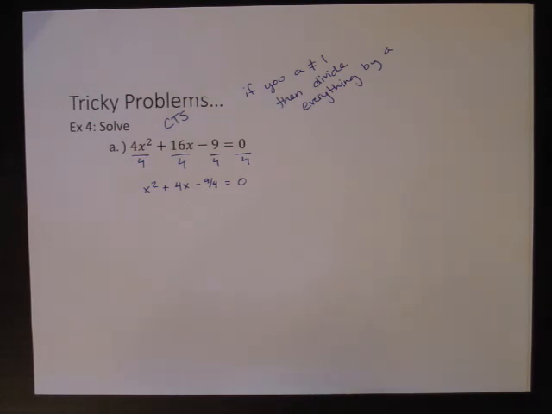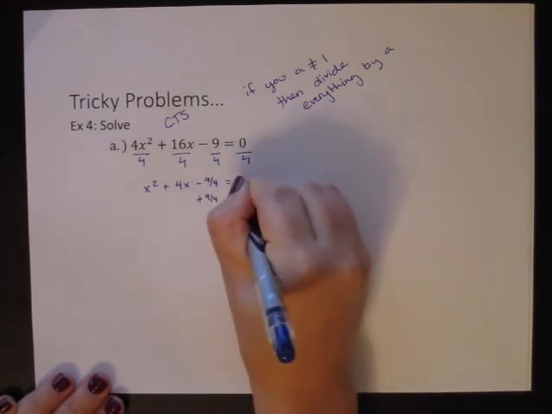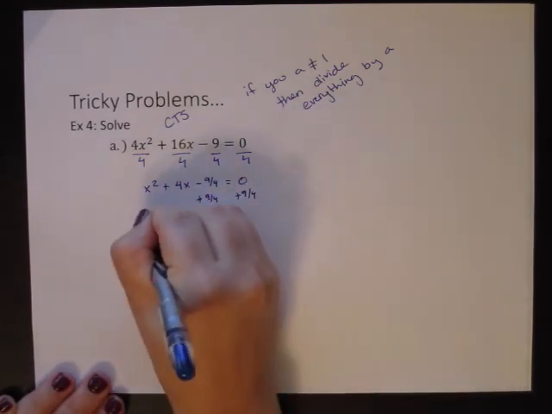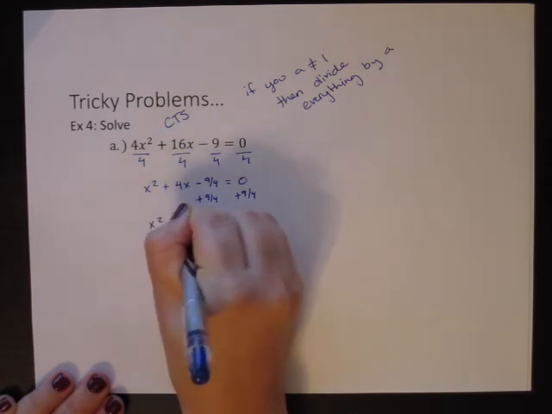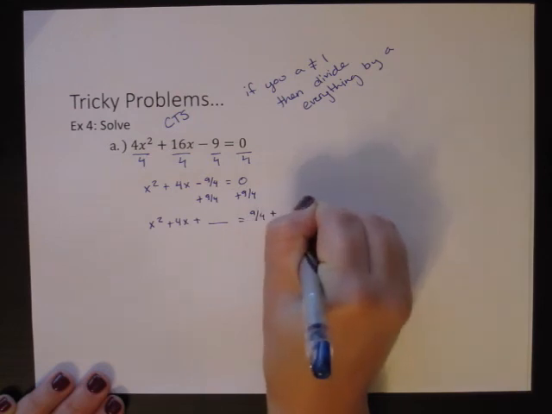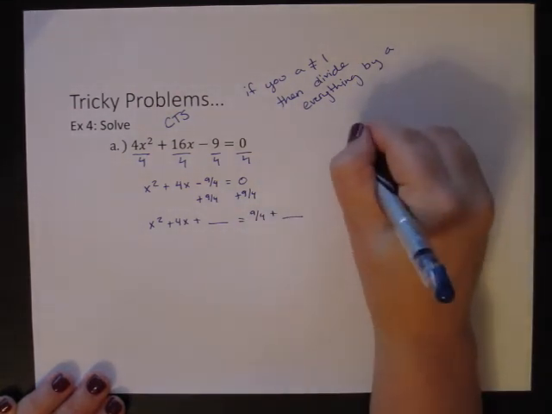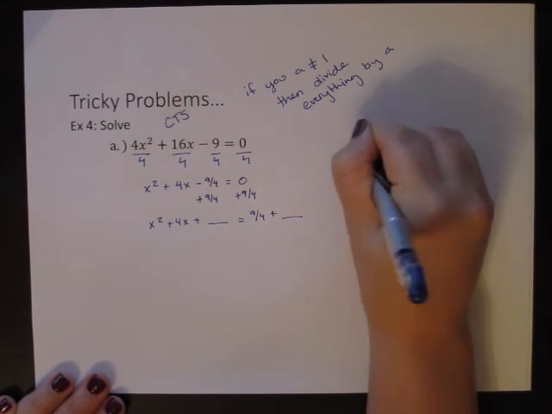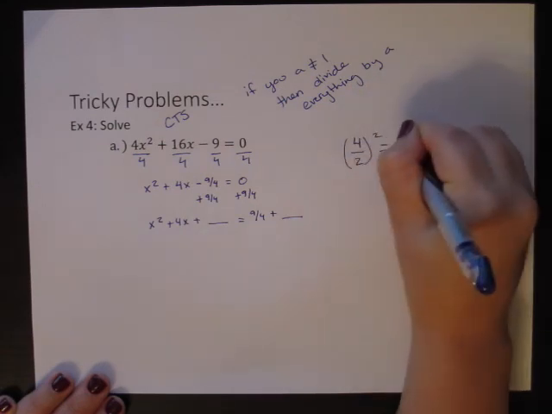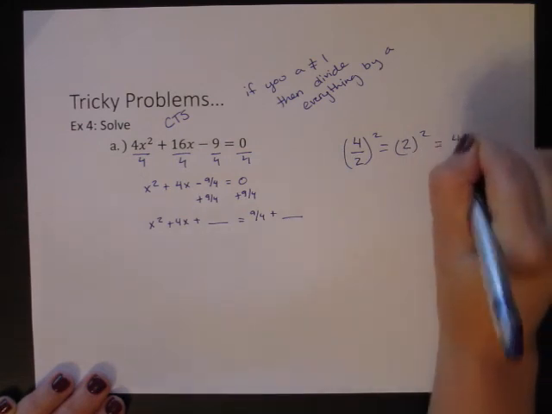Okay, so now we can go through our steps. We're going to add 9/4 on both sides. So we get x squared plus 4x plus blank equals 9 over 4 plus blank. We got to figure out what completes the square. So we take 4 divided by 2 parentheses squared. So that would be 2 squared, which would equal 4.